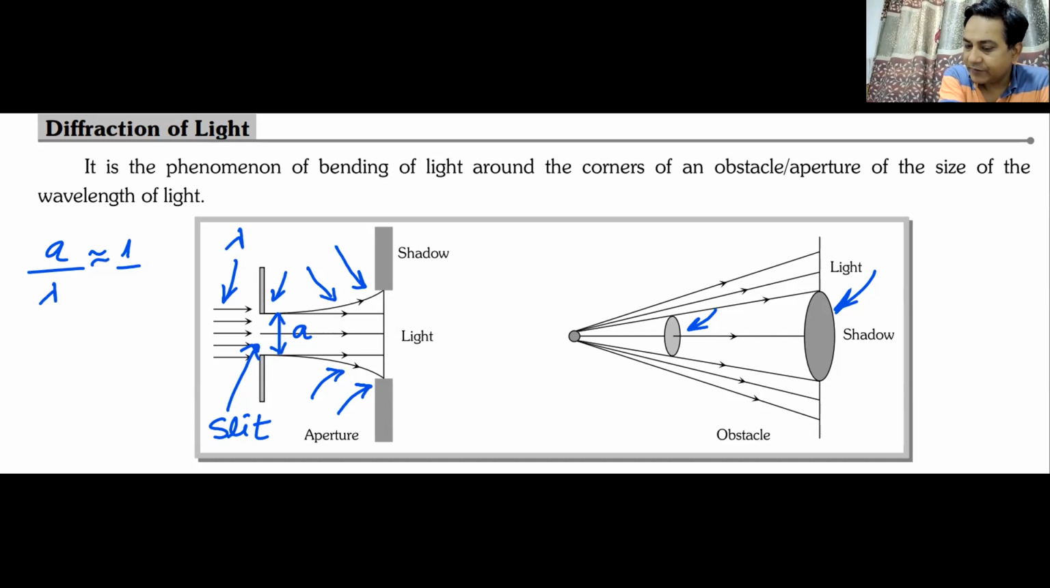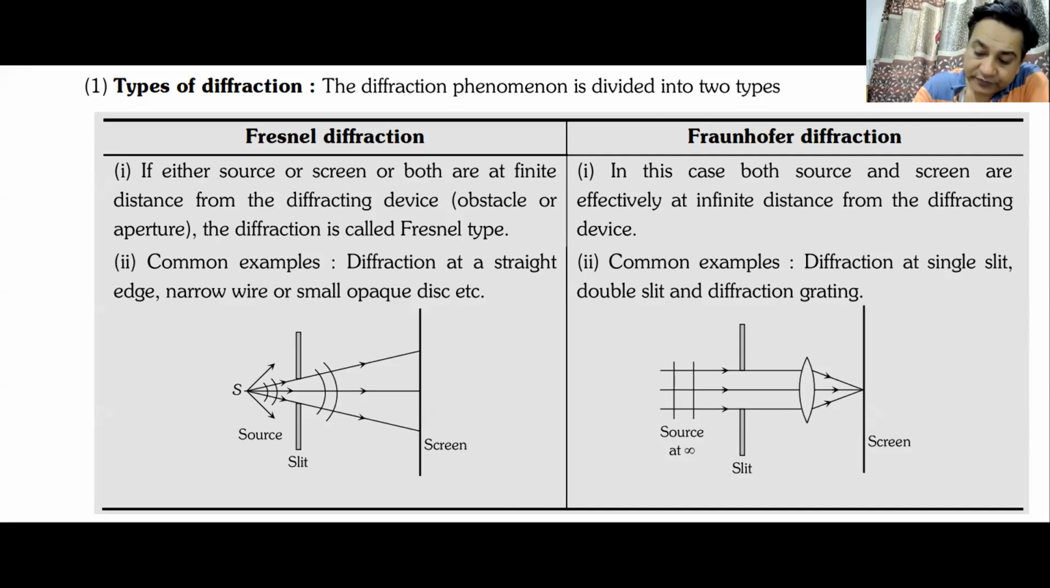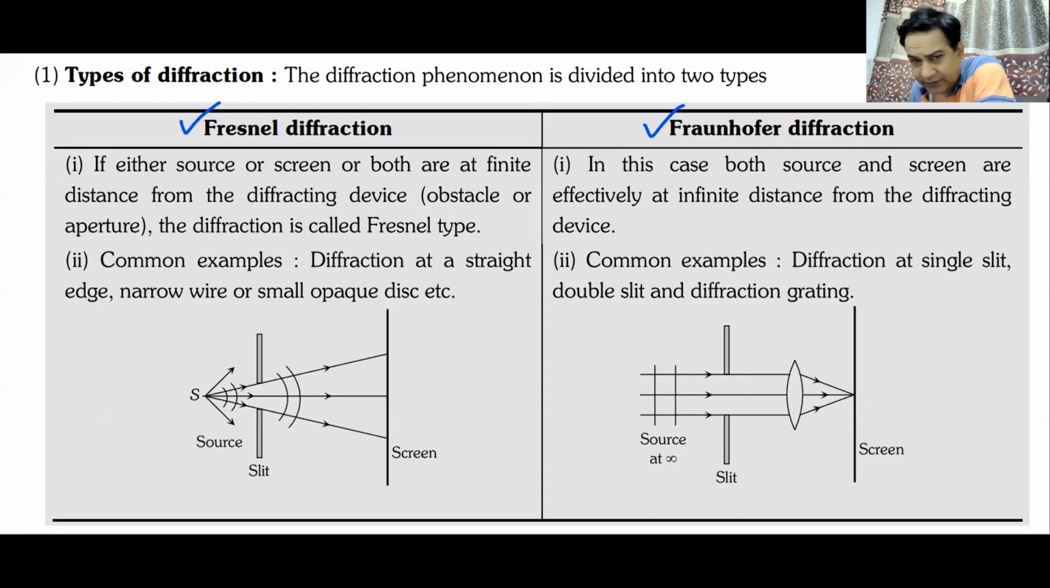Now, whenever we see the phenomenon of diffraction, there are two types of diffraction that we have to encounter. These are known as Fresnel diffraction number 1 and Fraunhofer diffraction number 2. Fresnel diffraction is not there in your notes because that is not a part of your curriculum, but you can easily be asked what is Fresnel diffraction and what is Fraunhofer diffraction. Do you see the difference between them?